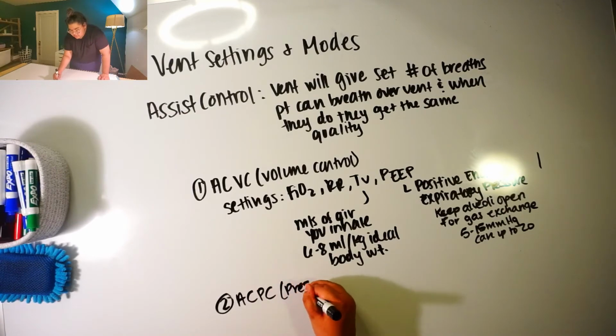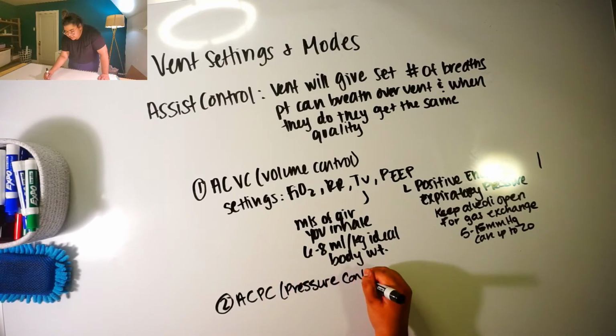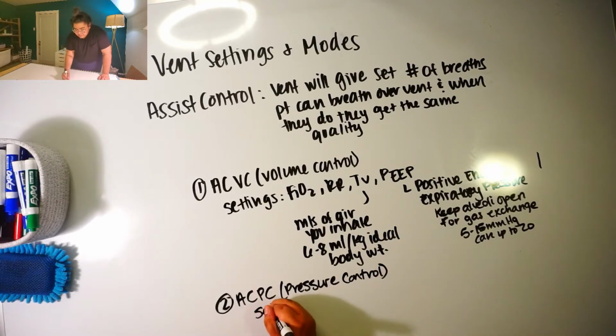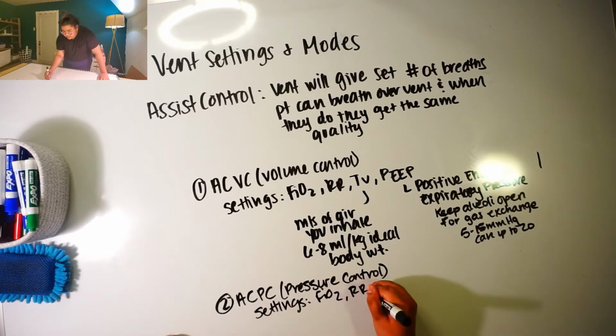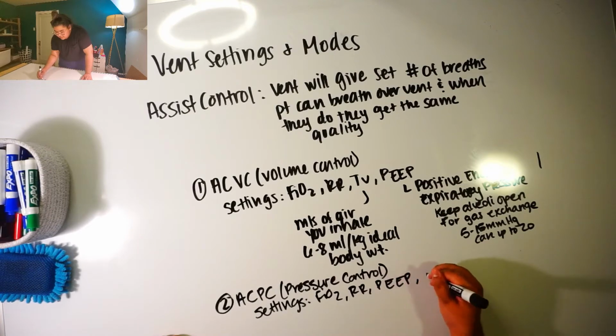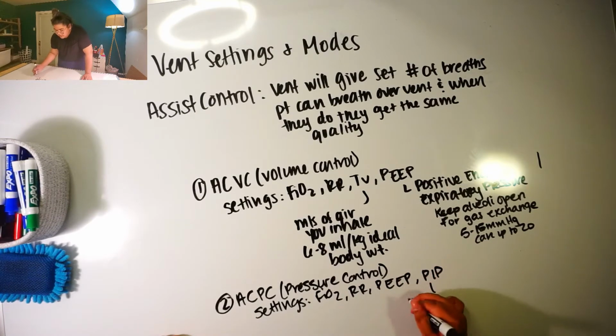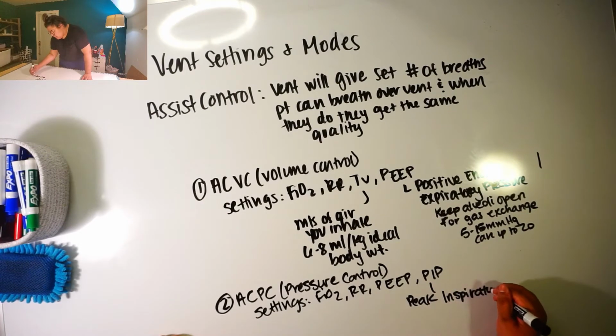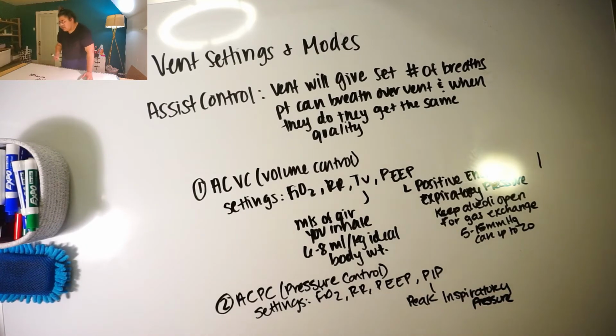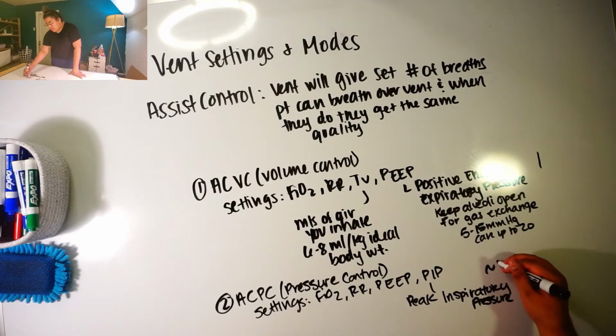okay? So this is pressure control. All right, so with pressure control, you're going to be giving them certain FiO2, respiratory rate, PEEP, and PIP. So PIP is your peak inspiratory pressure. So when you take a deep breath in, lungs fill up, that pressure that you have at the end of inhaling, that is going to be your PIP. So normally this is going to be around 30.